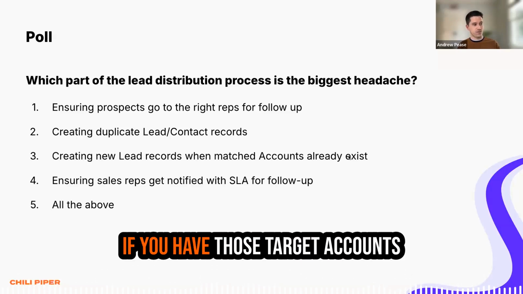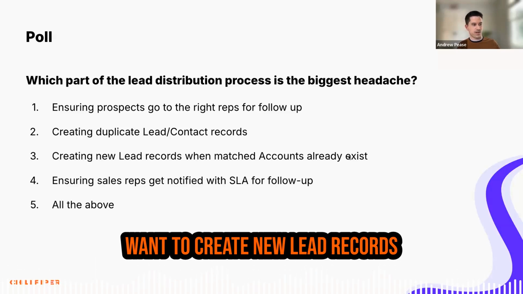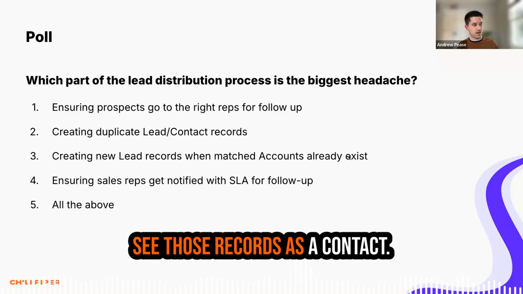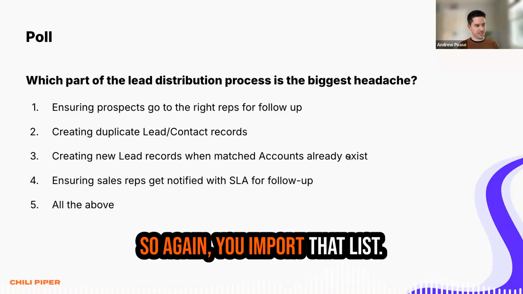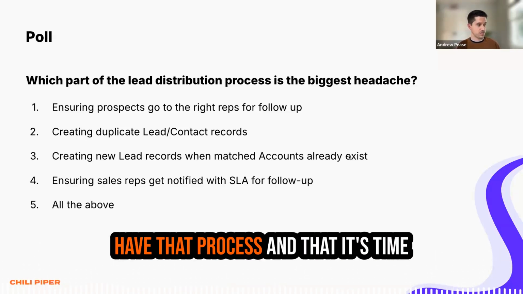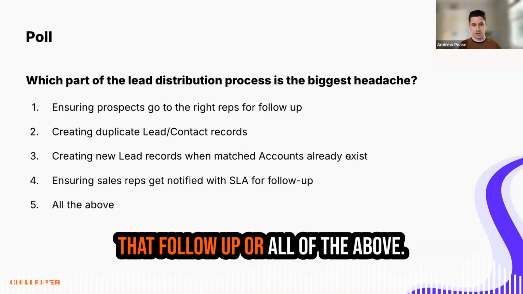Creating new lead records when matched accounts already exist. So this is a big one. If you have those target accounts that your AE is working, you don't want to create new lead records that might go to a queue or to a BDR when the account owner should see those records as a contact. Ensuring sales reps get notified with that SLA for follow-up. So again, you import that list, you're not sure how the reps will be following up, making sure that you have that process and that it's time bound and they set the alerts for that follow-up. Or all of the above.